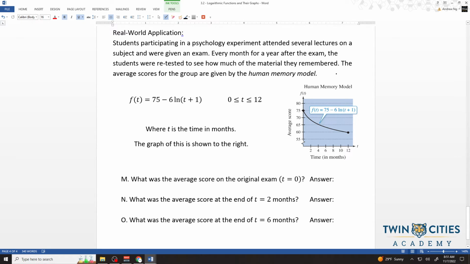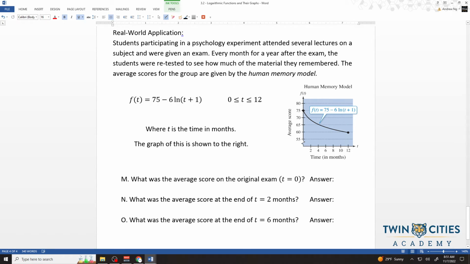So they learned something, they took a test, that was kind of like their baseline, if you will, and then every month after that, they took a very similar test to just kind of gauge how much they were able to recall. Okay, so how much of this were they able to remember? Well, the average scores for the group are given by the human memory model. So I've got a graph of that here.